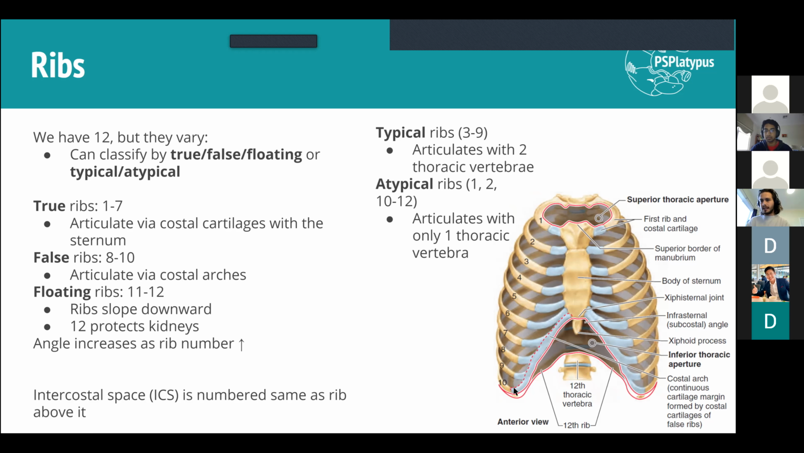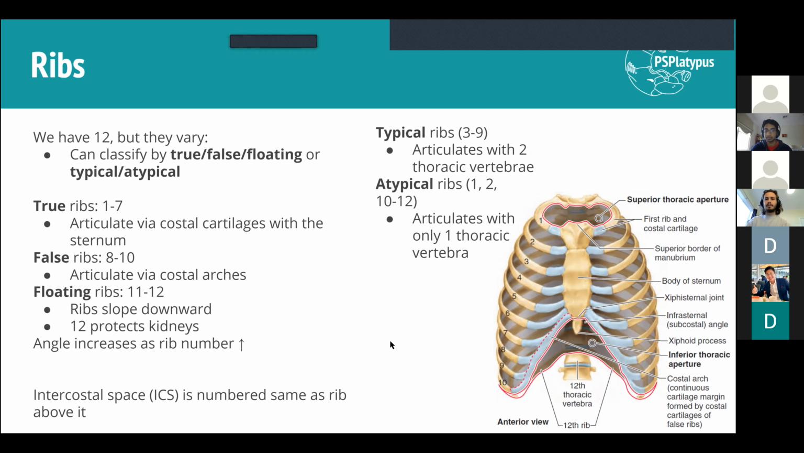Then we've got false ribs 8 through 10, and they articulate through the costal arches. So you can see here, this entire structure in the dotted red is a culmination of multiple costal cartilages connecting to the sternum through this common junction here. So, yep, you've got those for false ribs.